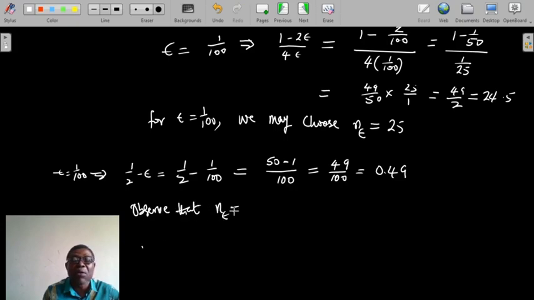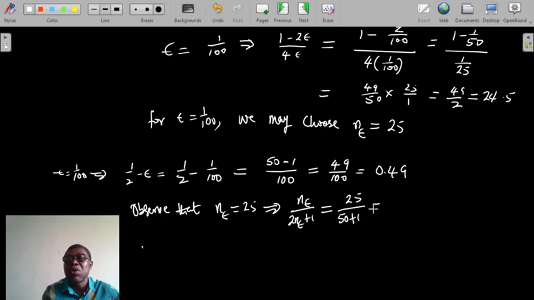Observe that n epsilon equals 25 implies that n epsilon over (2 n epsilon plus 1) will be equal to 25 over (50 plus 1). And this will give us 25 over 51.